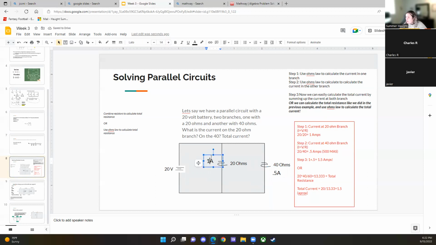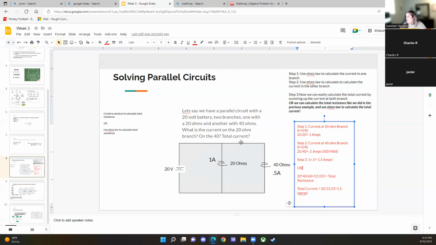Okay, hopefully that makes sense. To summarize all this: last week we looked at series circuits and calculated voltage drops because the voltage changes throughout the circuit. This week, we are calculating the current at given branches because we know the voltage stays the same, so we're able to use that in our calculations to determine what the current is.